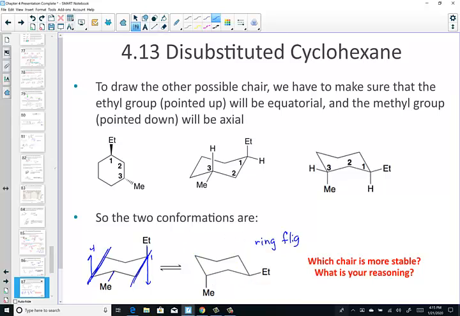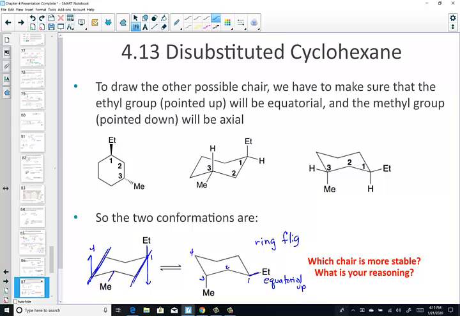Carbon 1 went straight down. Here's carbon 2, 3, and carbon 4 flipped up. Carbon 1, you still need the ethyl in the up position, so then it went to equatorial.